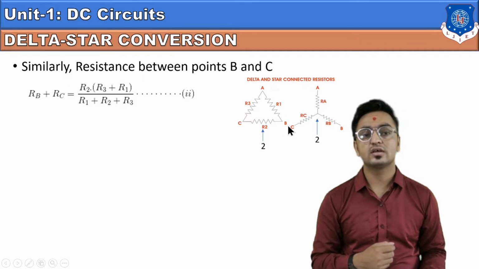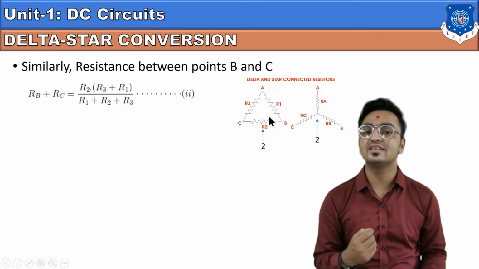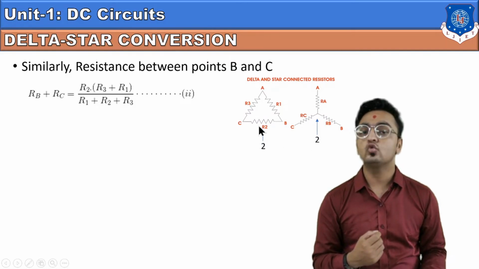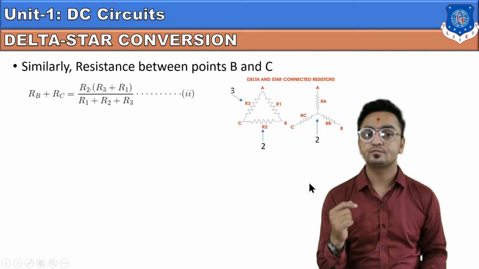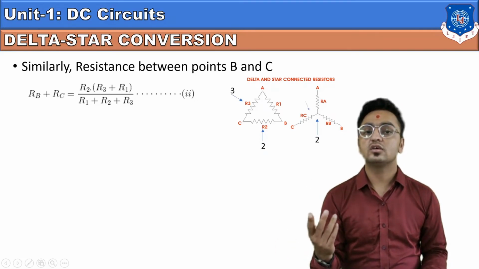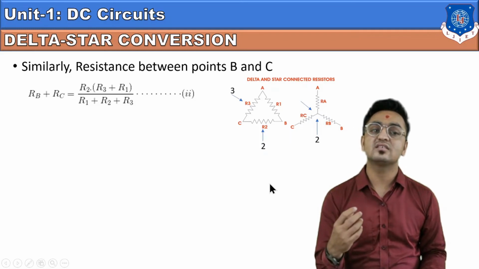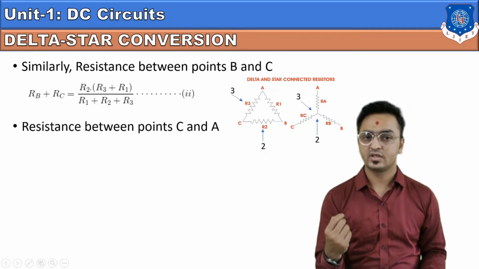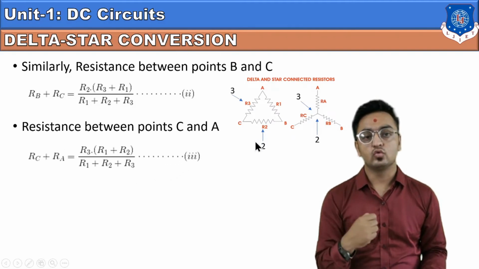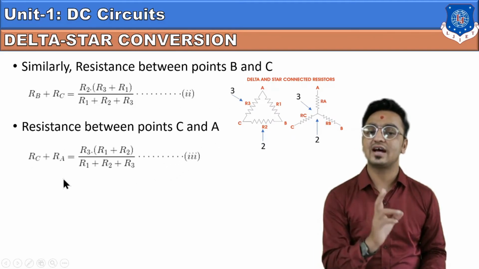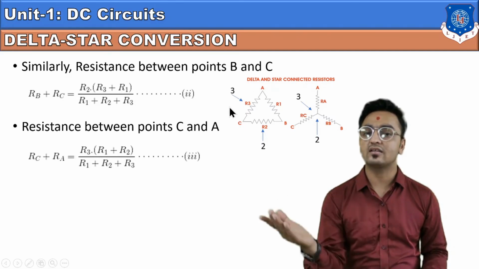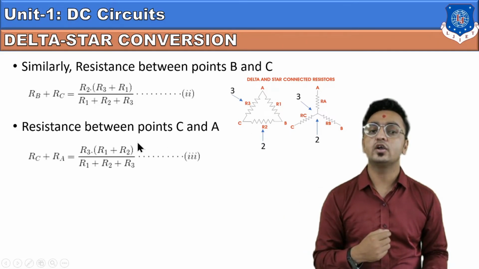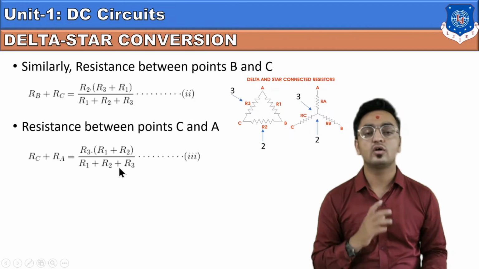In the same way, if we measure resistance across BC in this delta connection, that is going to be R2 into R3 plus R1, divided by the addition of all these three. So this was across B and C. In the same way, we will consider the third pair and measure the resistance across C and A. So for the third pair, we are getting the equation RC plus RA is equal to R3 into R1 plus R2, as mentioned over here, divided by the addition of all three.